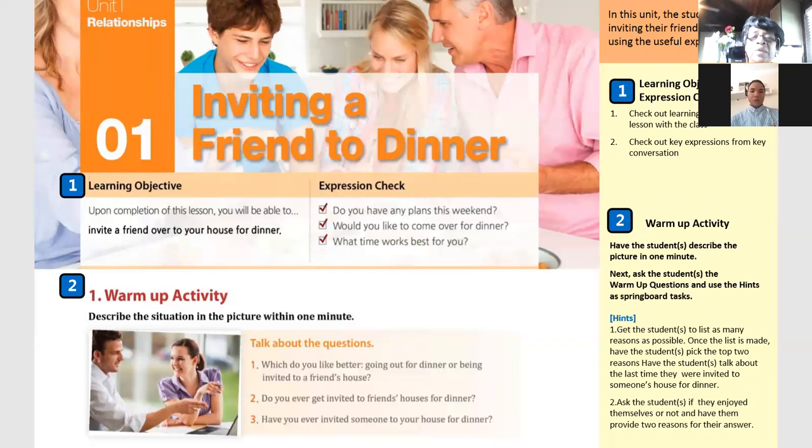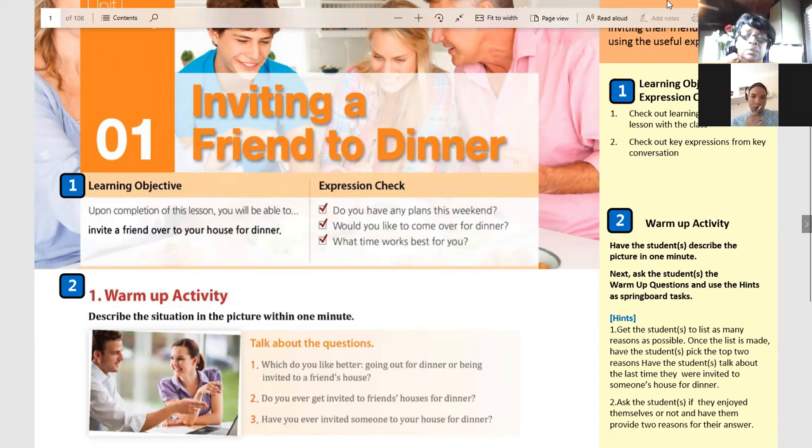All right, so now a few expressions that I want you to be able to use at the end of this session would be, could you read these three expressions? Do you have any plans? Do you have any plans this weekend? Would you like to come over for dinner? What time works best for you?